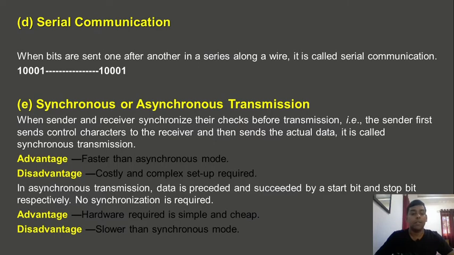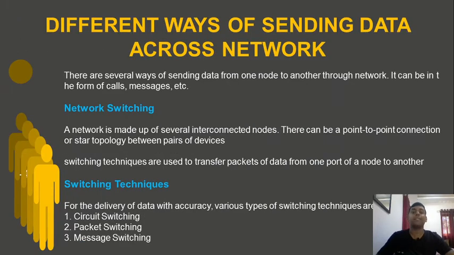So next is a very important topic: different ways of sending data across a network. This is completely technical, so your kind attention is needed. Please be very careful. There are different ways of sending data from one node to another node through a network. It can be in the form of calls, messages, etc. Actually, we are going to look at different ways of sending data across a network. It can be any kind of data. Data can be of any type.